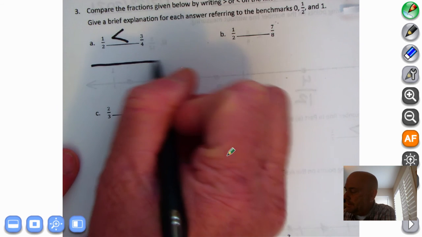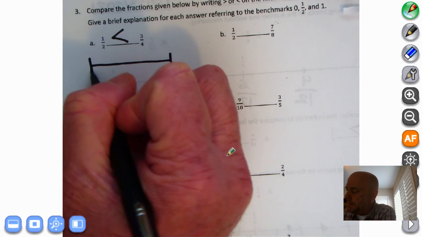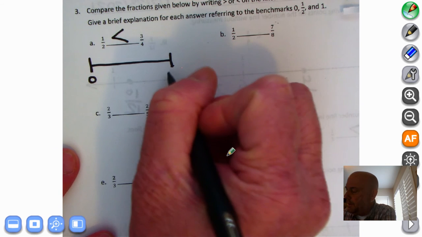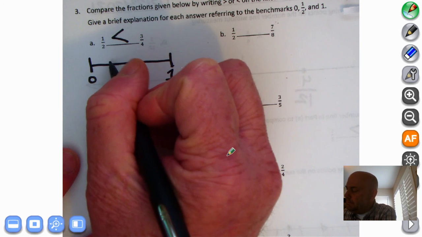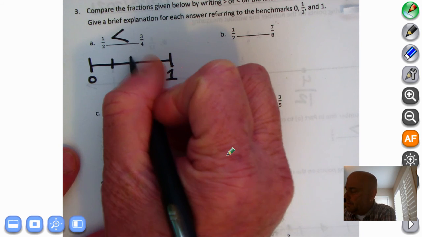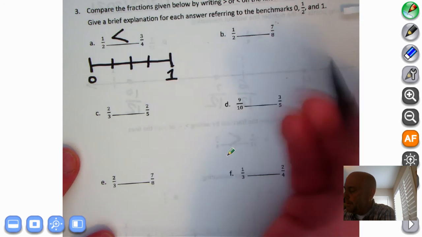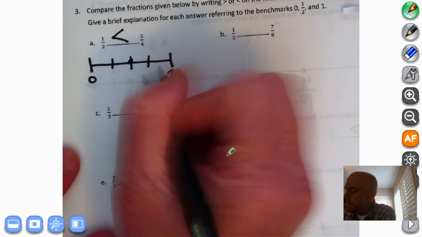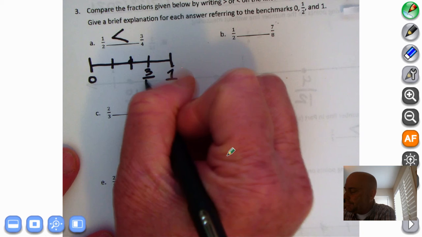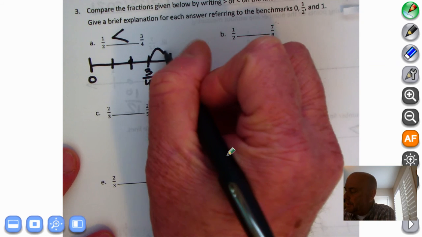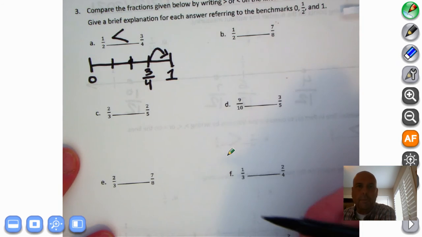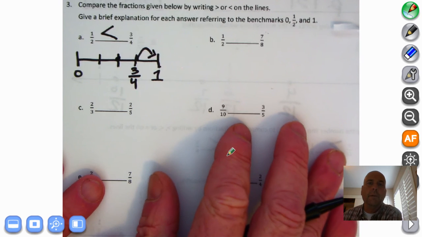And watch what happens. Let's just go ahead and, instead of explanations, I like using this. There was 0, we have 1. 1/4, 2/4, 3/4, 1 whole. We know 1/2 is right here, and look where 3/4 is. Much closer to 1, meaning it's greater than 1/2. All right, let's go to the next one.